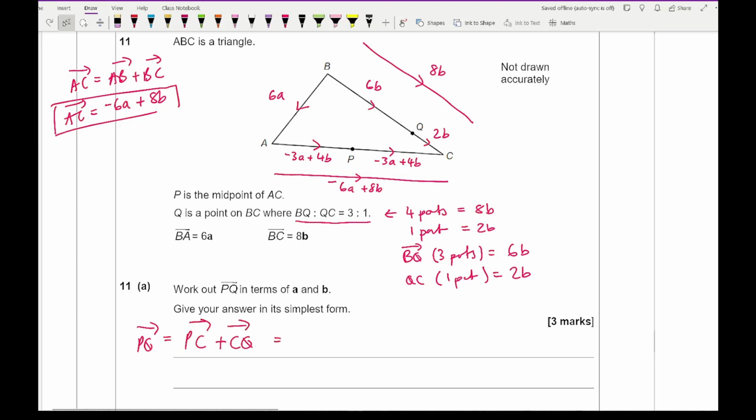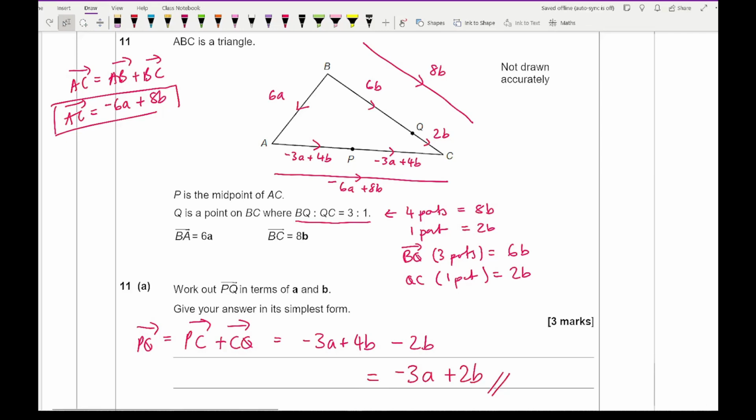So P to C is minus 3A plus 4B going with the arrow, and then Q to C going against the arrow is minus 2B. Now simplifying all those like terms, I get minus 3A plus 2B, and there is my final answer for that one.